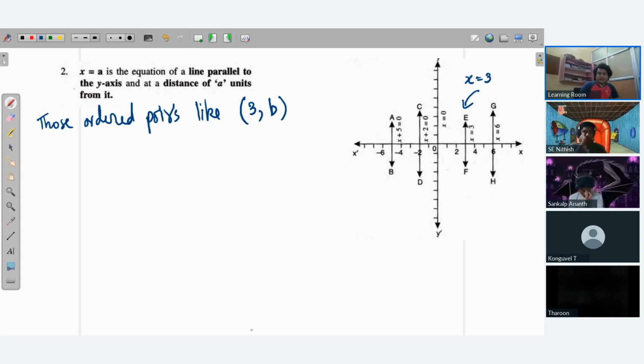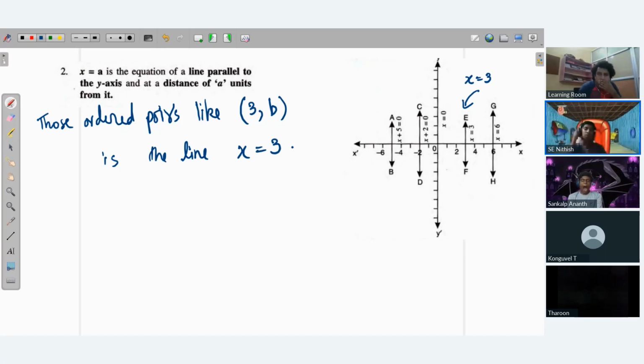So what is the property of this line? Those ordered pairs looking like 3, b form the line x equal to 3, right? What is the property of this line? The x will equal 3.